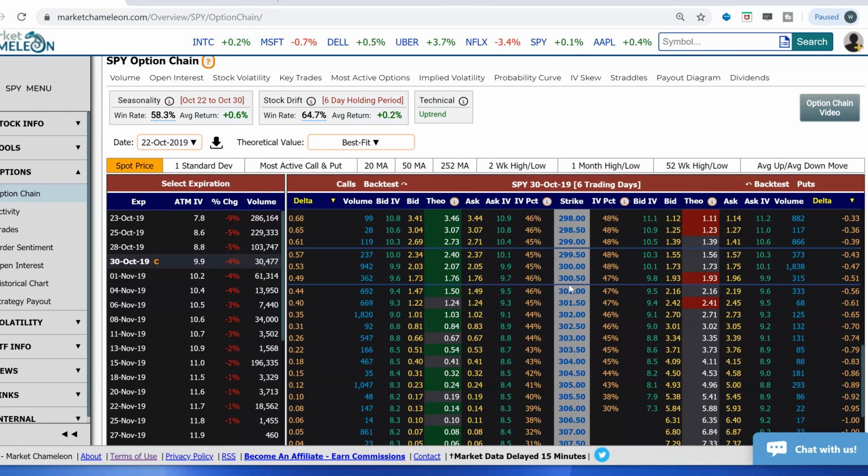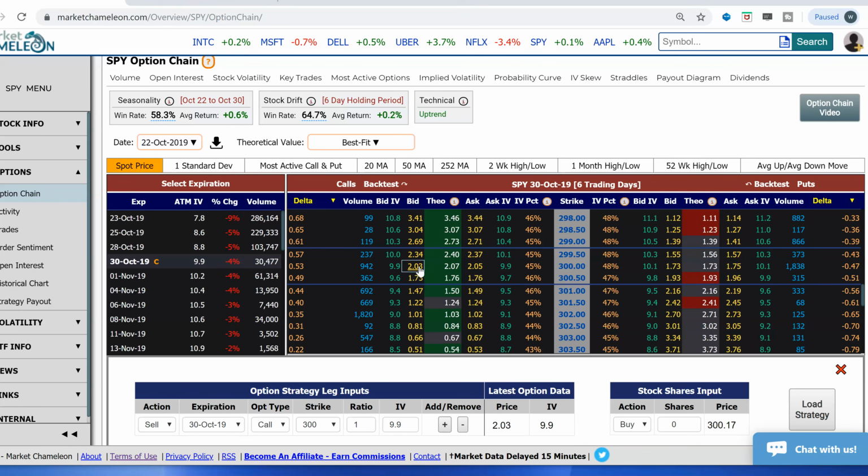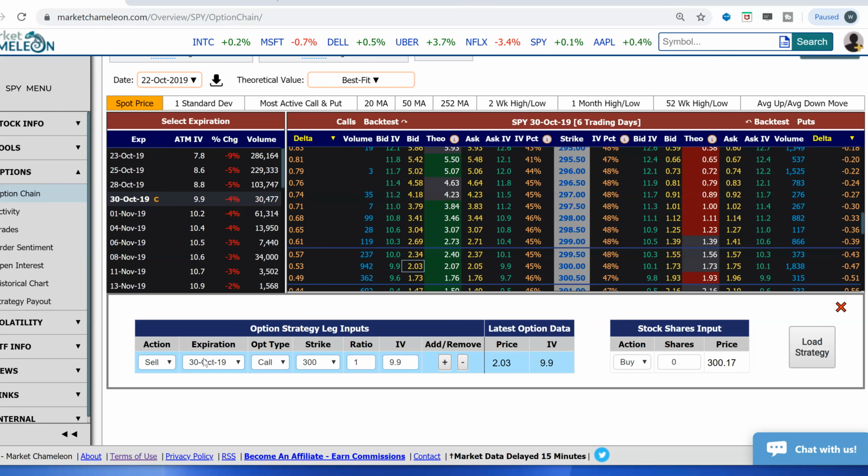I went to the options chain. I'm going to set this up where I want to collect credit on the initial trade. I'm going to start out with the at the money call, so I'm selling an at the money call here. I clicked on the bid. Right now it's bid $2.03 on a 300 strike. So you could see here that's what popped up, selling the October 30 300 call for $2.03.